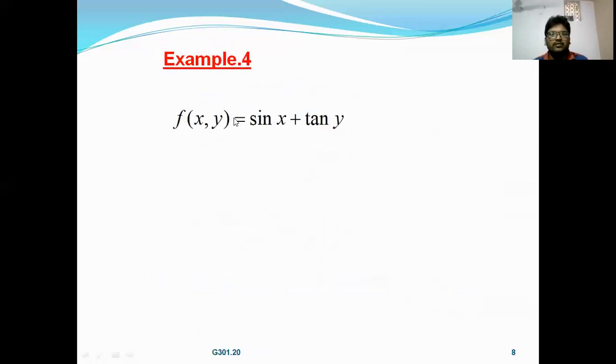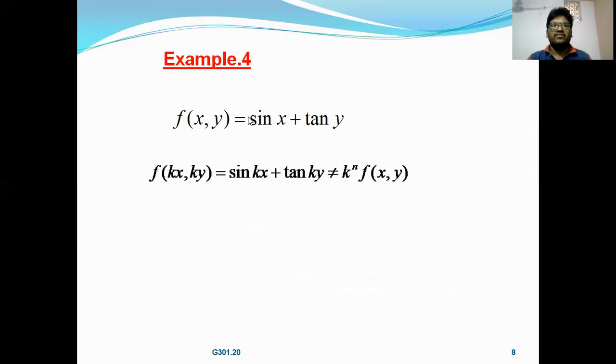See example 4. I will give one example. Is it homogeneous or not? We have to check now. The given function is f of x comma y is equal to sin x plus sin y. In this function, we have to substitute x by kx and y by ky. On the right side also the same: sin kx plus sin ky is not equal to k to the power of n into f of x comma y.